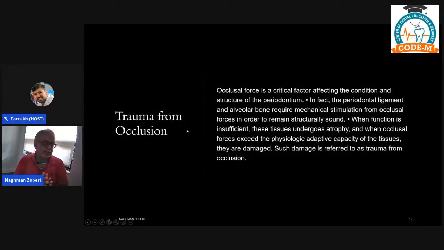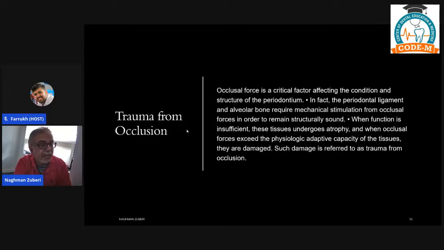Trauma from occlusion is the term which we use when occlusal forces become traumatic and start affecting the tooth as well as the supporting structure. Occlusal force is a critical factor affecting the condition and structure of the periodontium. In fact, the periodontal ligament and alveolar bone require mechanical stimulation from occlusal forces in order to remain structurally sound. I have already explained that to you. When function is insufficient, these tissues undergo atrophy.